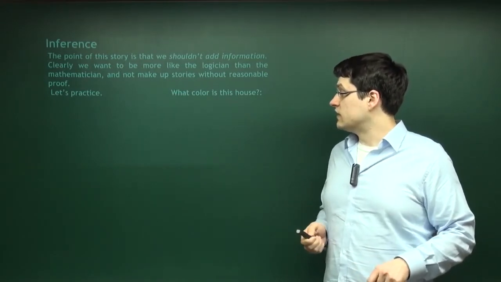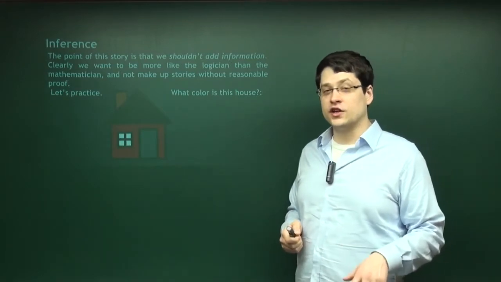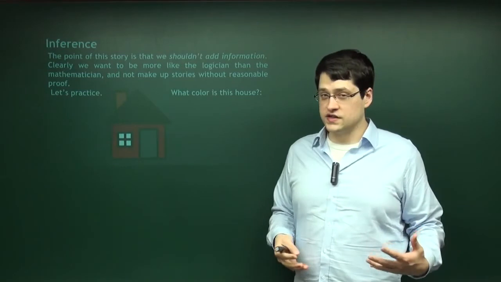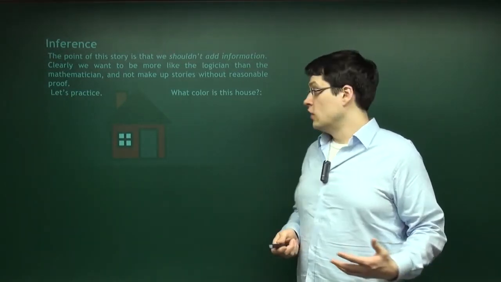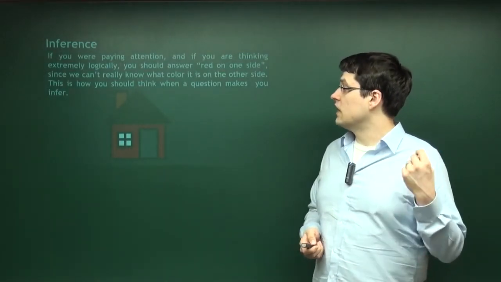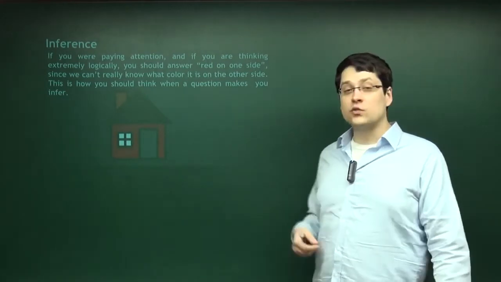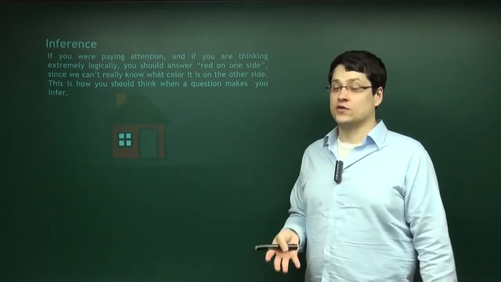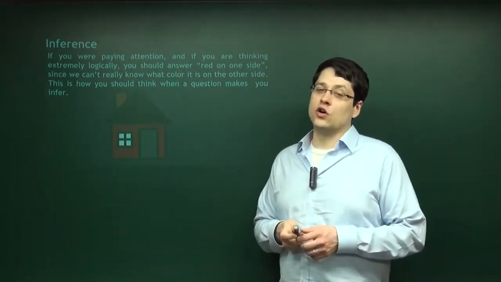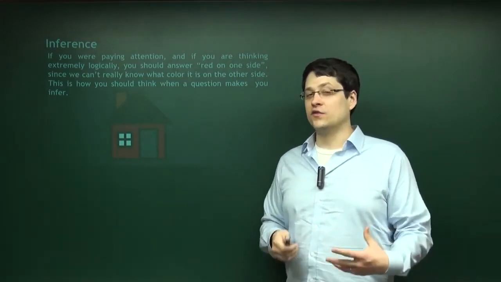What color is this house? Okay, and it may be a little fuzzy on the video, but what you see is red. But I want you to tell me, what color is this house? Okay, hopefully you picked up the lesson of the story. If you're paying attention, you should be thinking that the correct answer is that this house is red on one side, because we can only see one side of the house. A bit of a trick question. And this is how you should be thinking when you are answering the question. Again, this is an extreme point, but you don't want to add information.